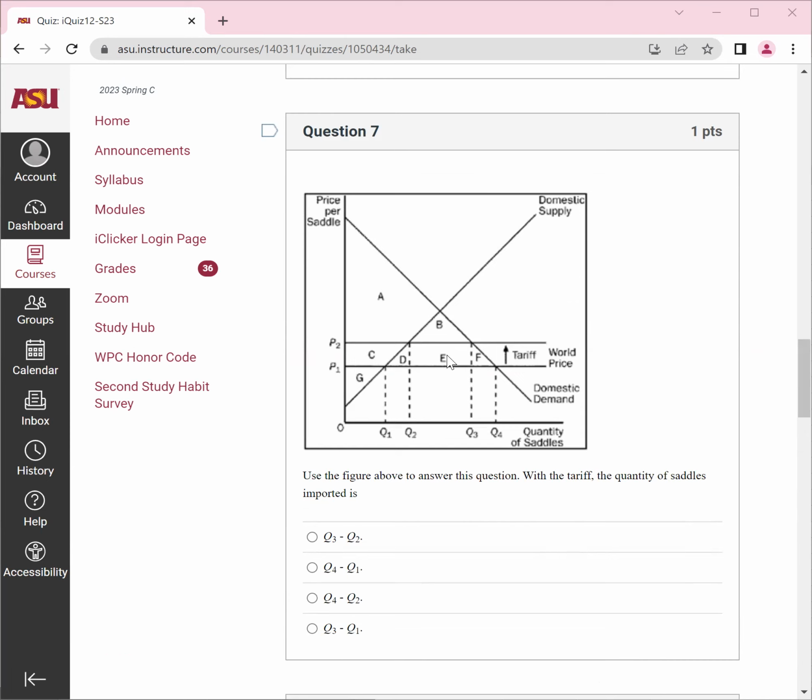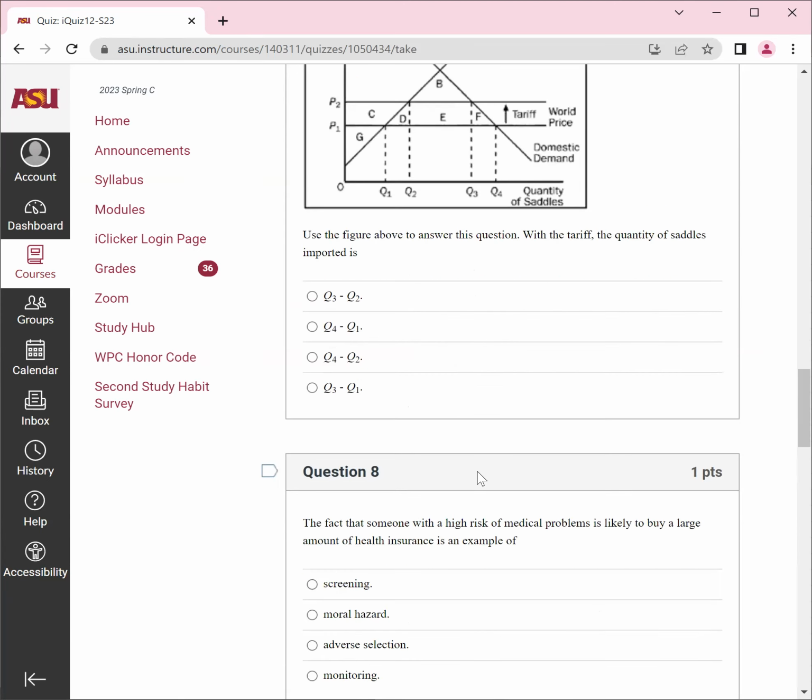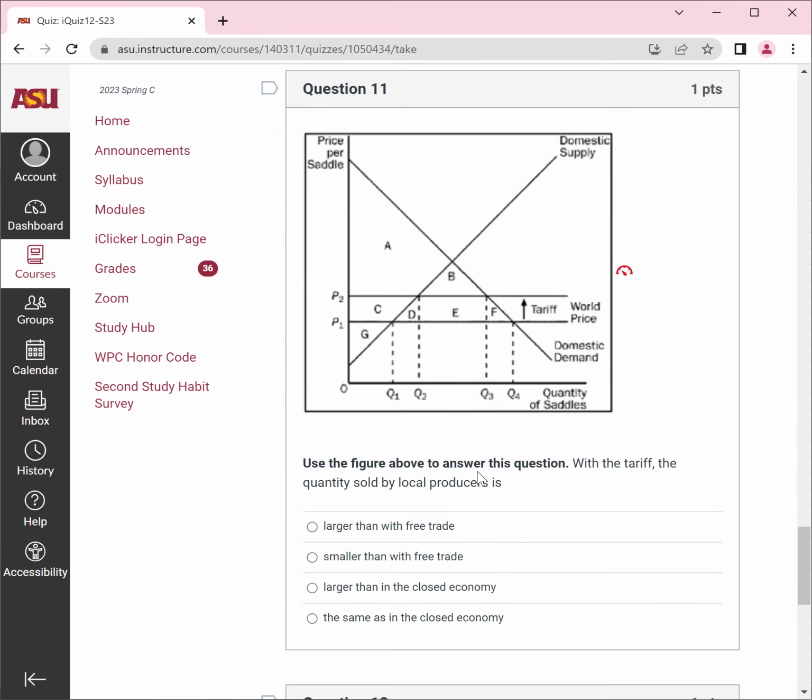So when I look at something like this, it says use the figure to answer the question with the tariff. So the tariff causes this to happen. The quantity of saddles imported is the difference between the supply and the demand. So it looks like it's Q3 minus Q2. That's kind of my best guess on that. I would maybe check that as well.